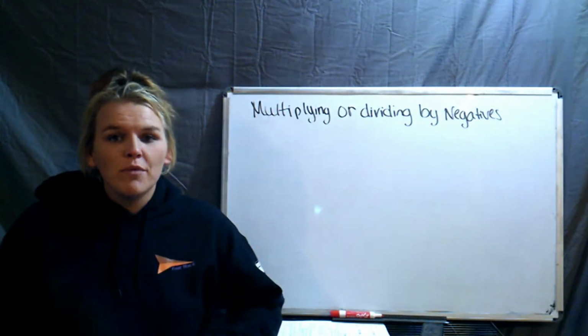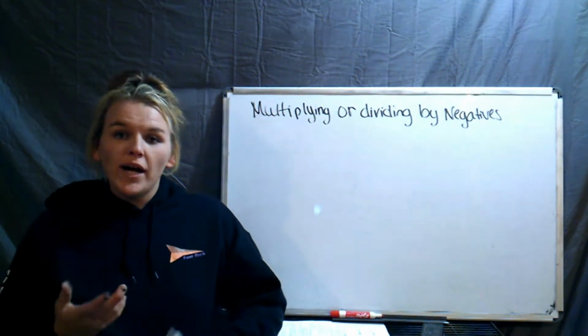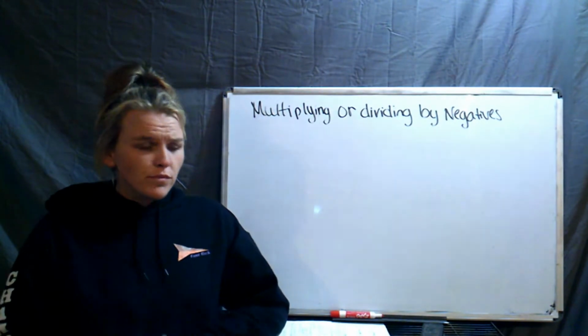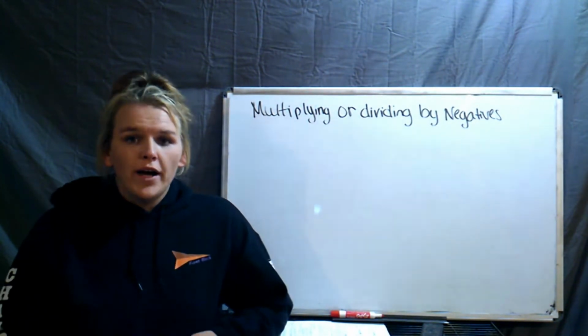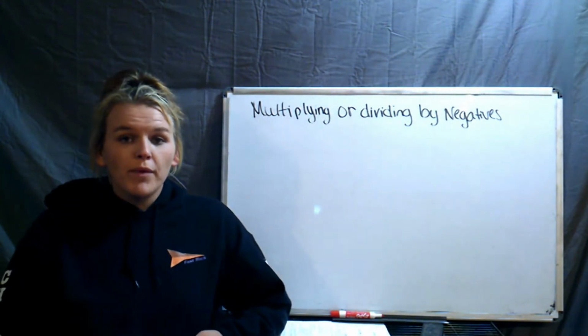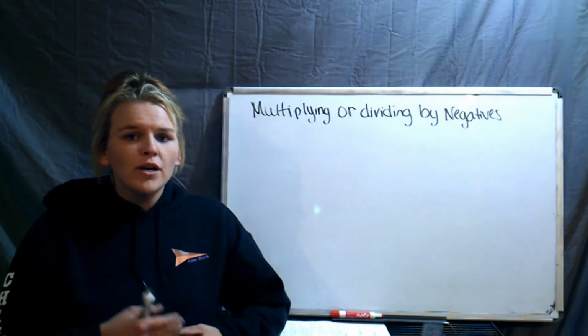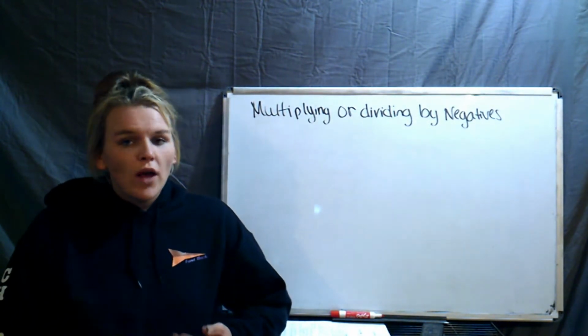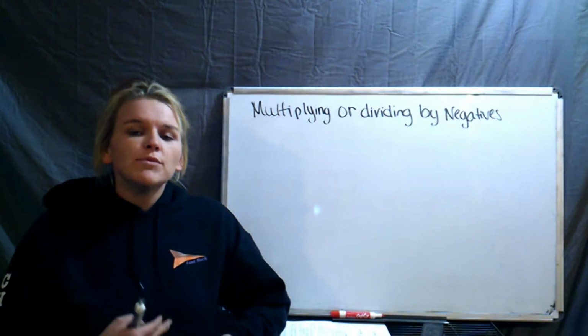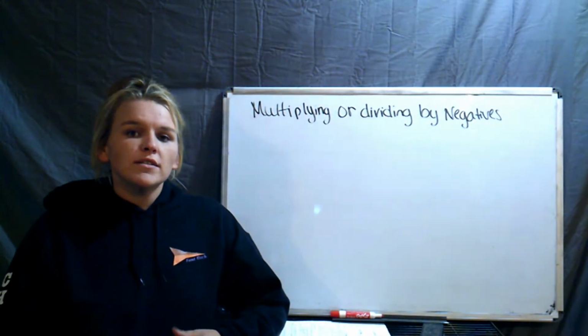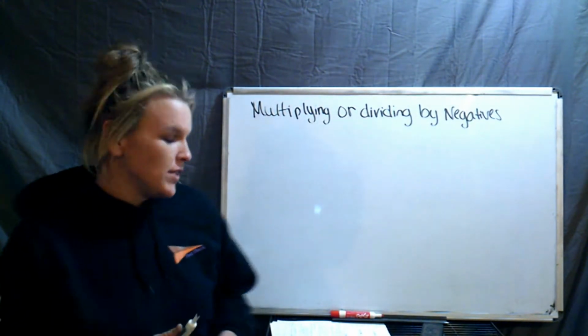Okay, so now we're going to talk about multiplying or dividing by negative numbers. If you multiply or divide both sides of an inequality by the same negative number, your resulting statement will not be true. So what we have to do is reverse the sign of the inequality. Let me show you an example.